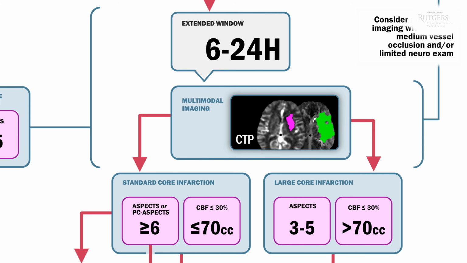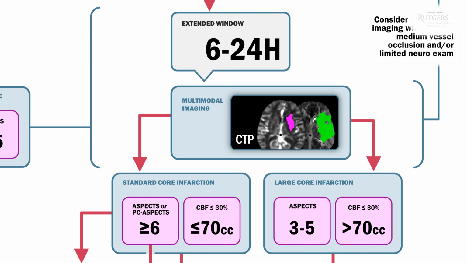Standard core is ASPECTS or PC-ASPECTS of at least 6 and a core of at most 70 cc's, as defined by an area of cerebral blood flow less than or equal to 30% of normal. Standard core group may be eligible for both intravenous thrombolysis and mechanical thrombectomy.